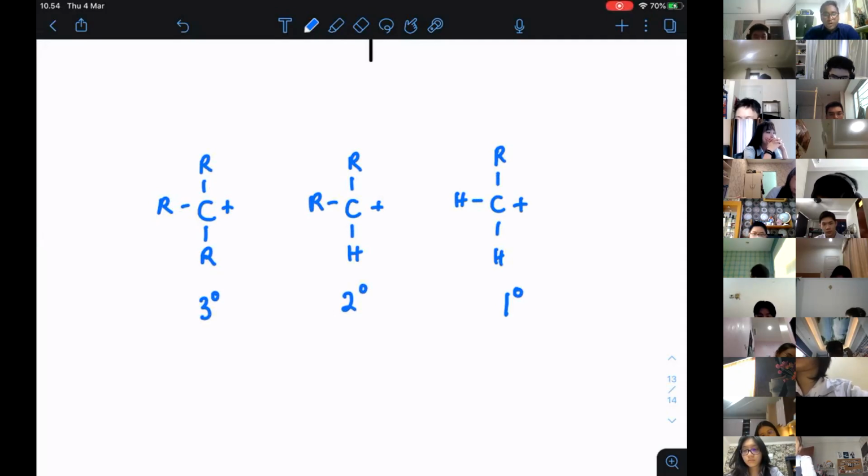But I just want to ask you which one is more stable. Josh, can you remember? Which one is going to be more stable? Tertiary, secondary, or primary? Tertiary. Why?